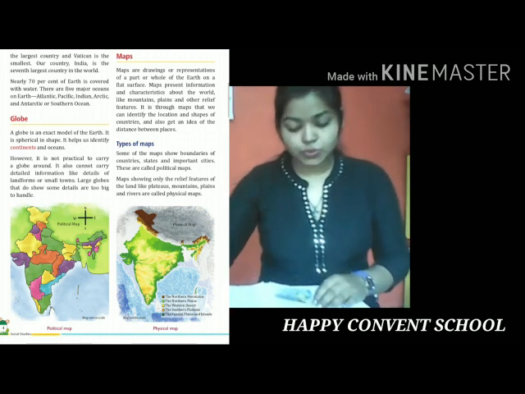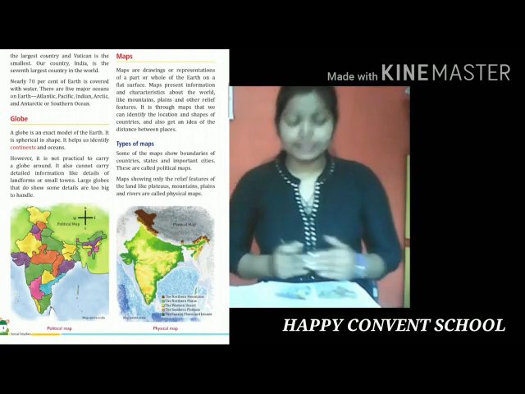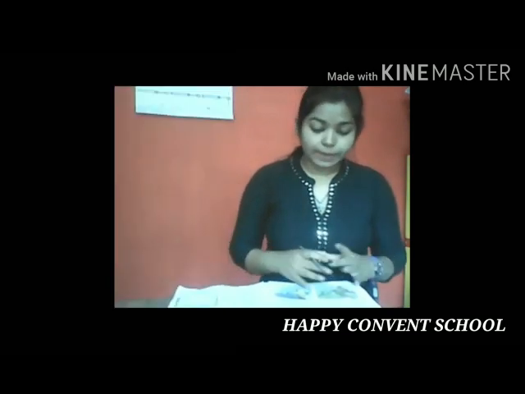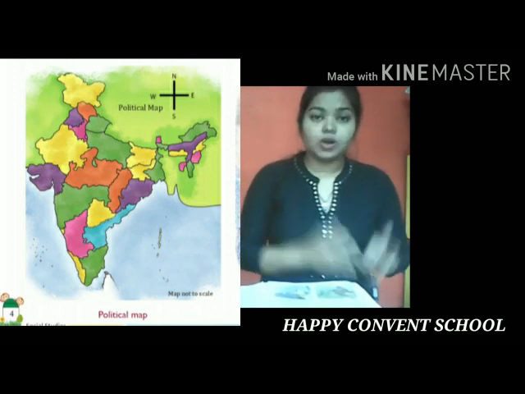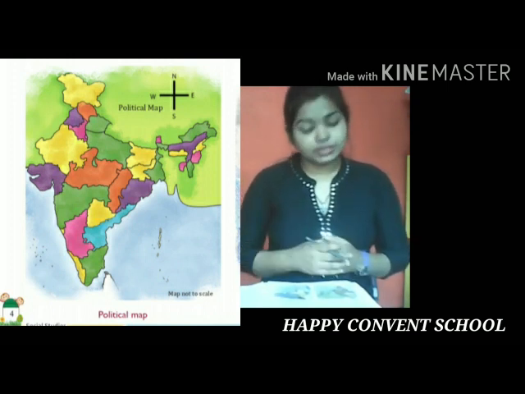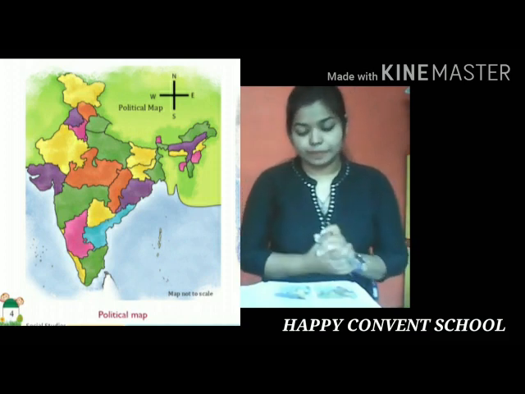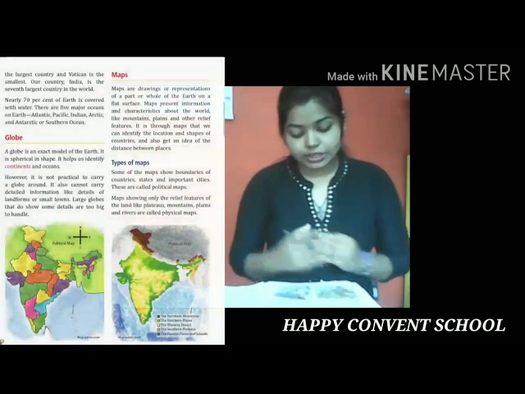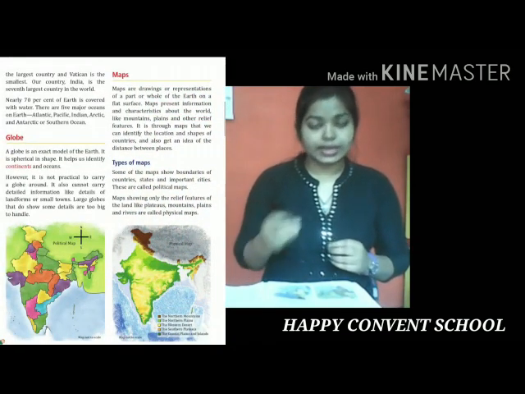Some maps show boundaries of countries, states and important cities, and they are called polygons. So in polygons, what happens? We can see the boundary of a country or states and some important cities. So this type of map is called what? Political map. Physical map, on the other hand, shows you the relief features like plateaus, plains, mountains, and rivers.